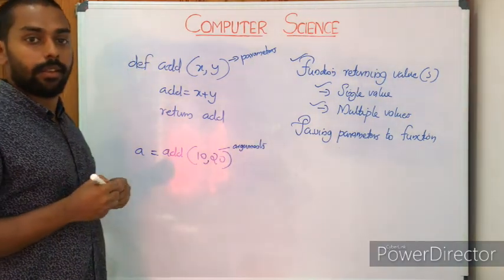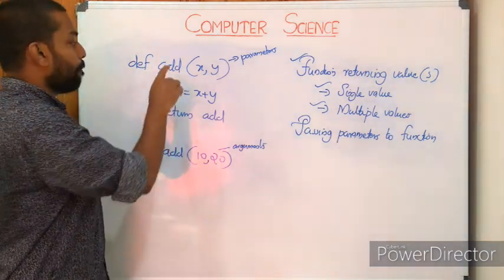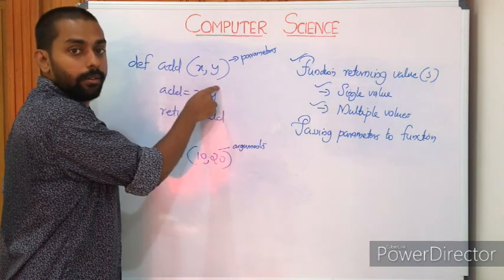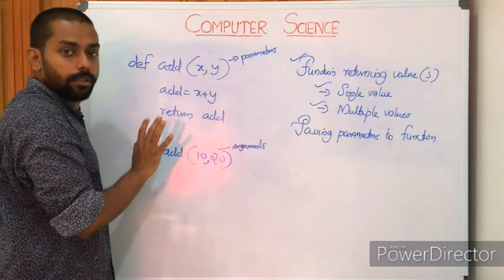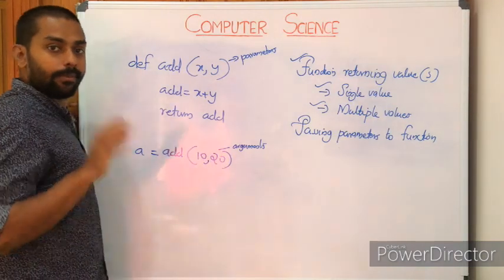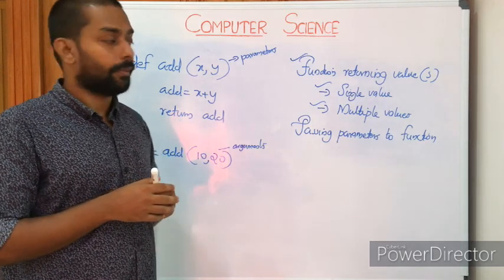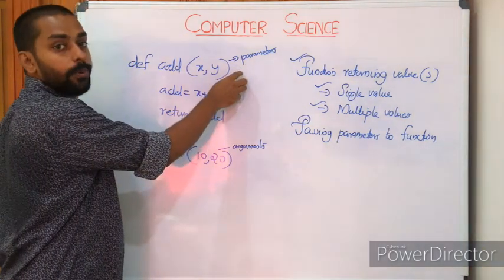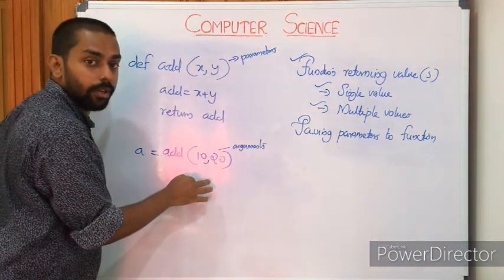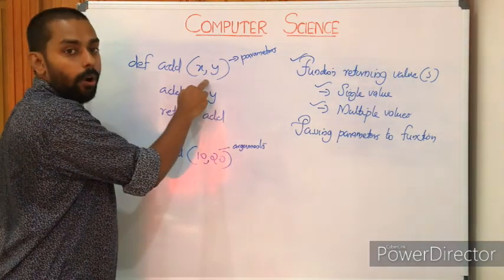arguments. There is a slight difference between arguments and parameters. Parameters are the values provided in the function header, or the function definition part, and arguments are the values provided in the function calling. That's the difference. But we can use them interchangeably. Parameters are the values provided in the function definition, and arguments are the values provided in the function call.